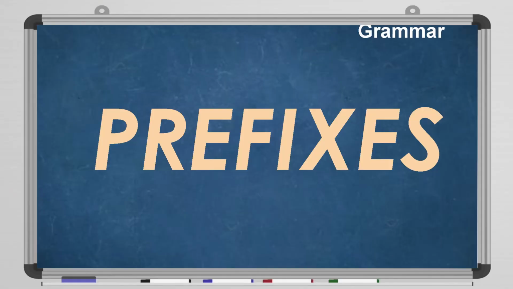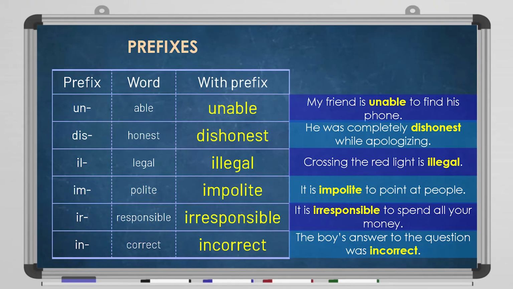Now, we learned all about modal verbs and the wish rule. Let's learn more about the prefixes. What do I mean by prefixes? Prefixes are letters we add to the word to give it a different meaning. For example, un. If I added un to the word able, it will be unable. For example, my friend is unable to find his phone.